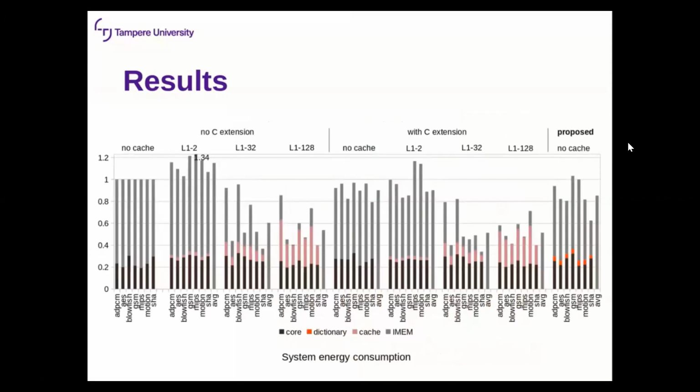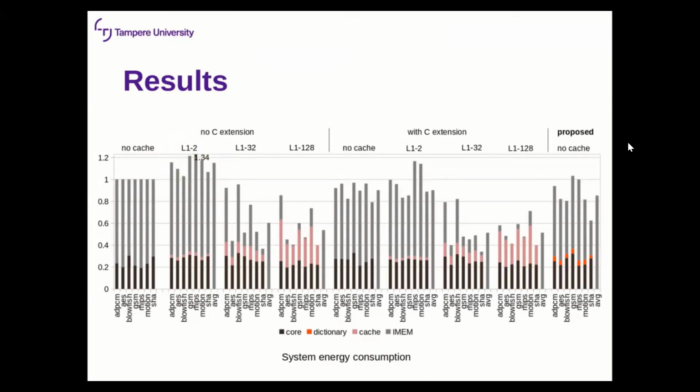Results for energy consumption are presented here. Here we present numbers for the core, dictionary, cache, and instruction memory. As baseline, we have the Zero-riscy with no cache, shown here on the left, followed by three different cache configurations, not using the compressed extension. As you can expect, the instruction cache lowers the energy consumption, except with a very small block size, where the cache is constantly missing and the energy consumption is increased.